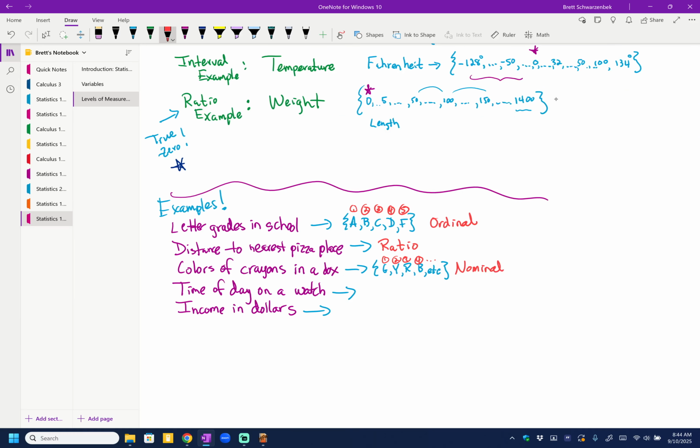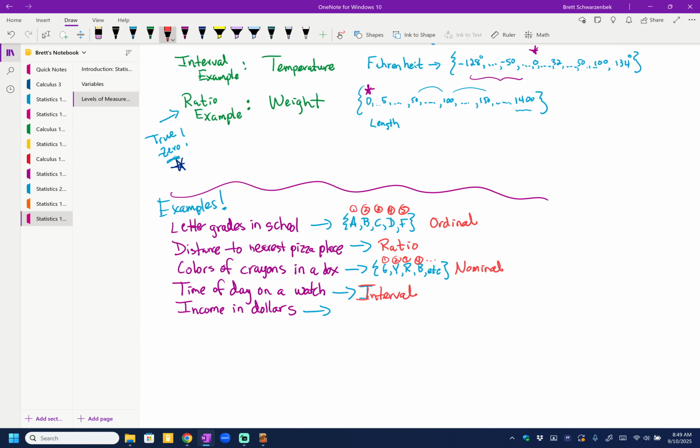Okay, what about time of day on a watch? Well, if you think about it, let's say we're just doing a digital watch, right? It's clearly a quantitative variable. Now we're dealing with a numeric here. So that means we're dealing with interval versus ratio. Our goal is obviously we just need to determine whether there's a zero, and can you have a time of 0 on your watch? You can't, which means we immediately know that this is an interval level of measurement.